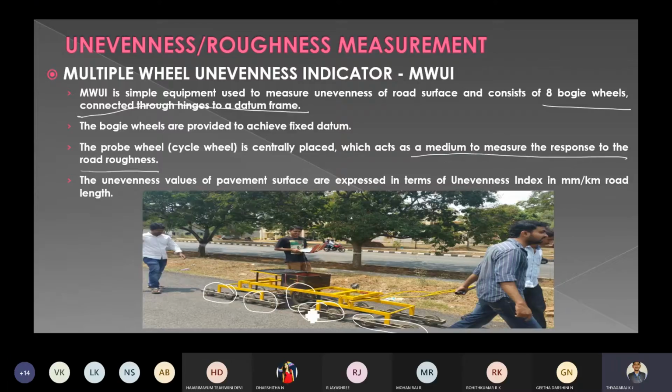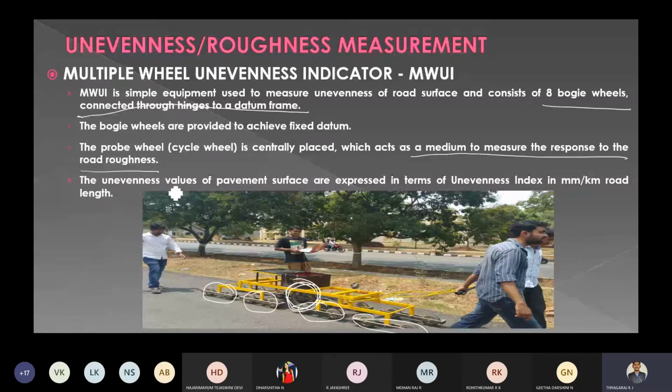You can see here I am highlighting the center. You can observe a central cycle wheel will be placed. Through this datum a central wheel will be placed, so that wheel will be acting as a medium to measure the response of road roughness. That is, when there is up and down on the pavement surface, it will automatically record.